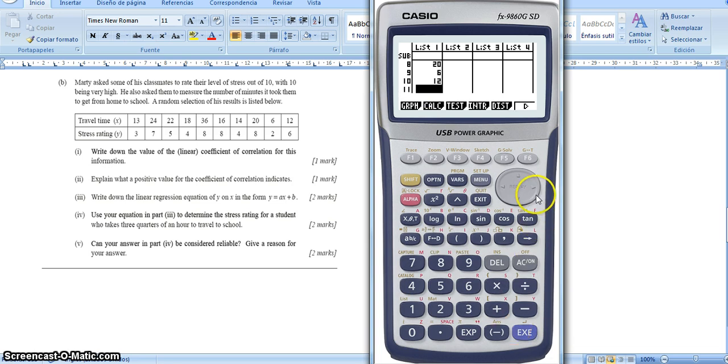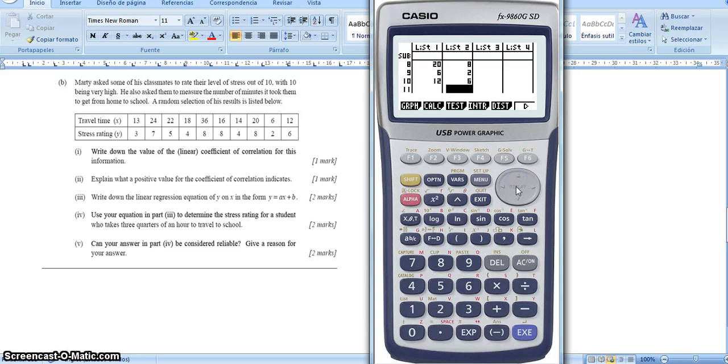Now, with this button, we go to the second list, and we're going to write the variable y. So we write 3, execute, then 7, just like that. 5, 4, 8, 8, 4, 8, 2, sorry, 2, go back, 2, and 6. Now we have our data inside the calculator.